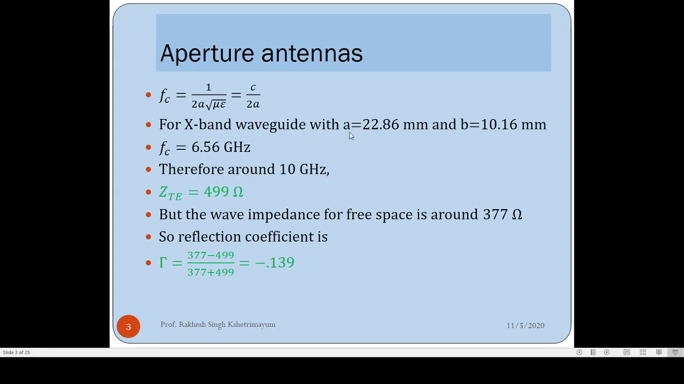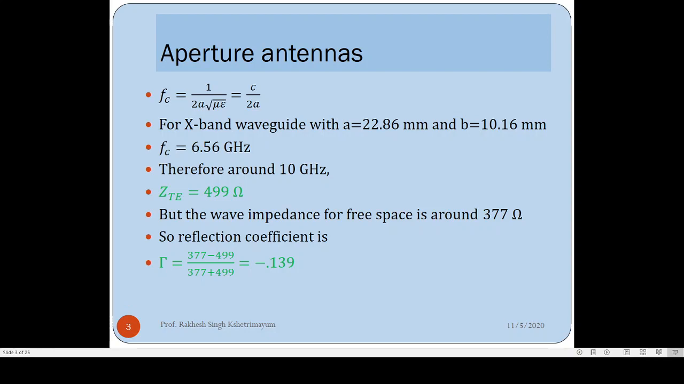You know what a is here. a is 22.86 mm. You know the speed of light is 3 into 10 to the power 8. You can find out the cutoff frequency. For this particular X-band waveguide, with these given dimensions, the cutoff frequency is 6.56 GHz. It's not even close to zero. It's very high, in the GHz range. We usually use waveguides for the gigahertz range of operation.